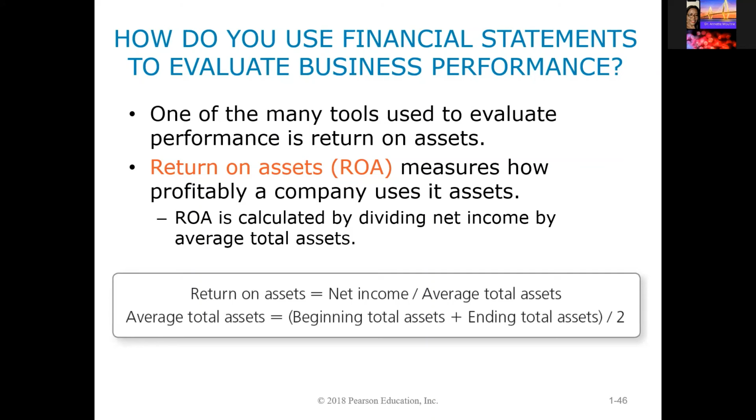Again, the return on assets is a tool users of financial statements use to determine how well a company is performing. The return on assets measures how well a company uses its assets to generate net income. And here you'll see the formula to calculate return on assets, which is net income divided by average total assets. And what is the average total assets? It is your beginning total assets plus your ending total assets, divided by 2.